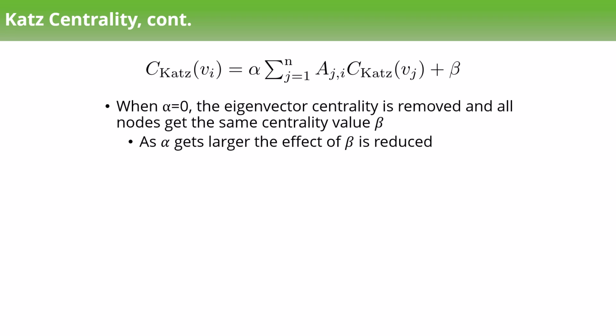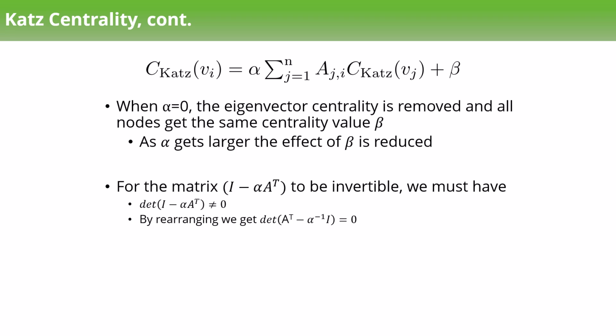So then here we are using the alpha value. When alpha equals 0, the eigenvector component disappears and all nodes receive the same centrality. As alpha becomes larger, the influence of the bias term becomes smaller. So alpha controls how much we trust the network connections. Smaller alpha, more effect from the bias. Larger alpha, more effect from the network structure.